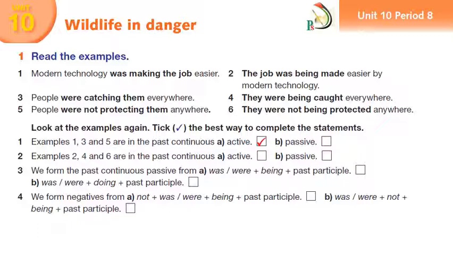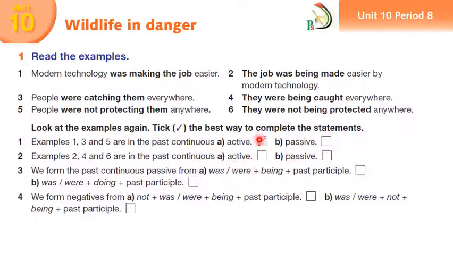Examples 1, 3, and 5 are active. Examples 2, 4, and 6 are in the past continuous.